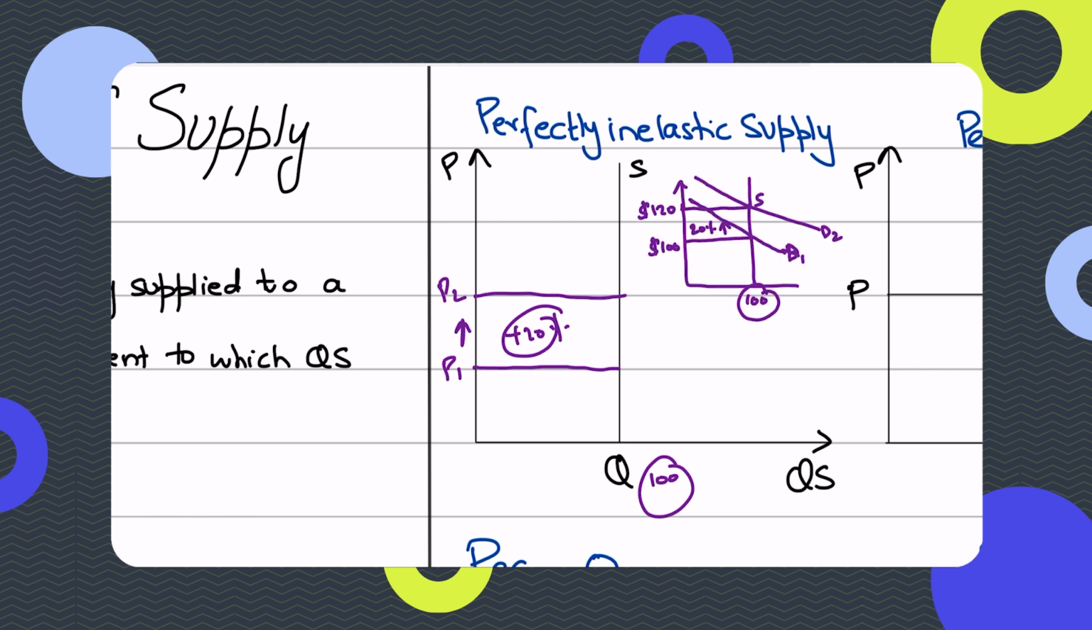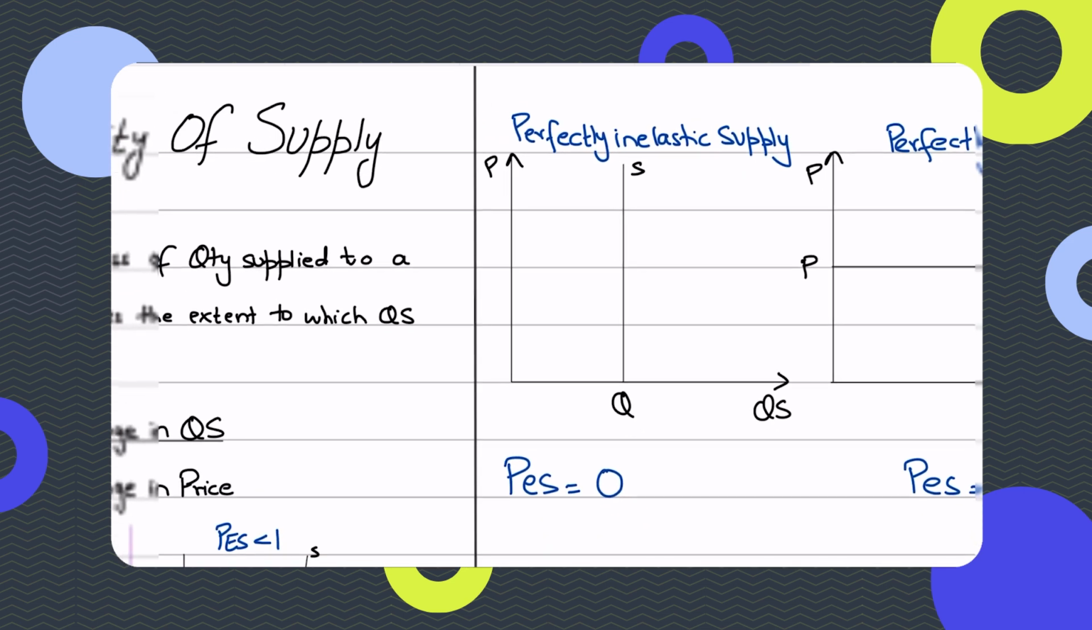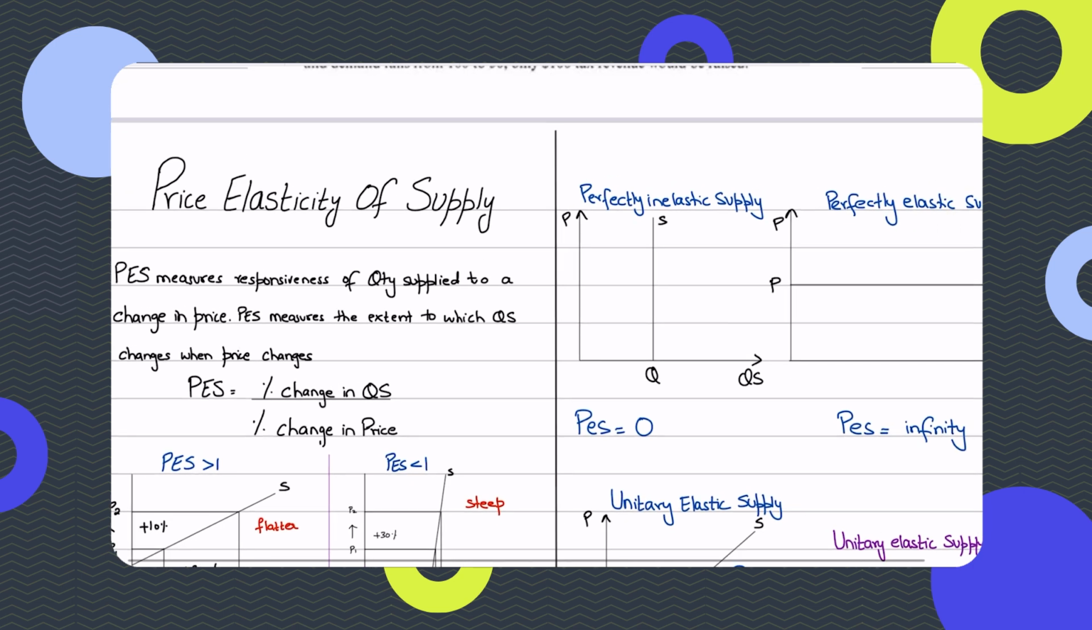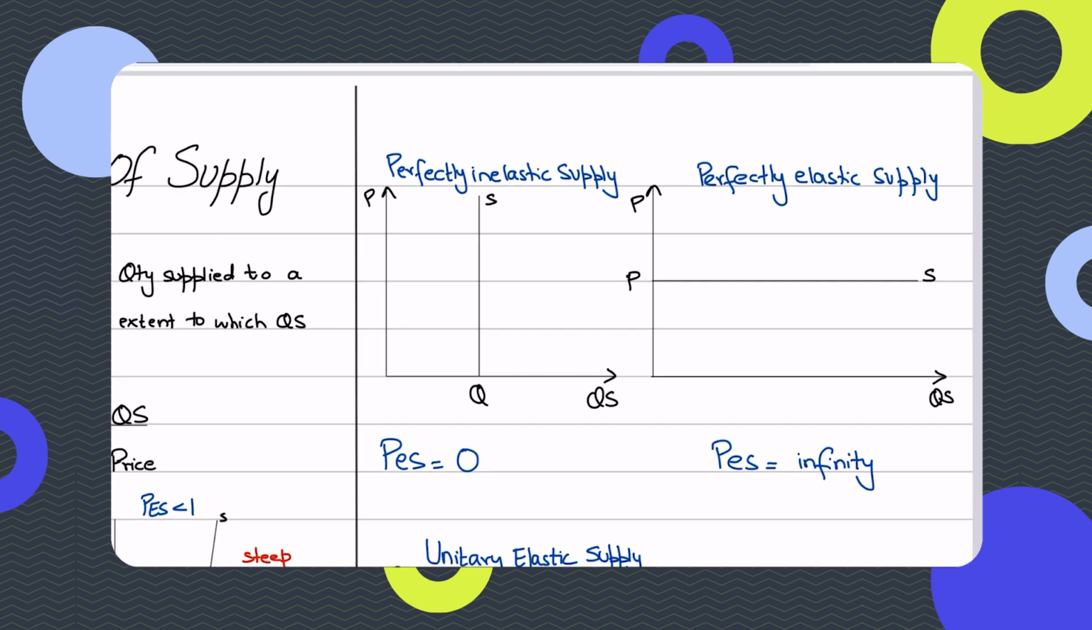By definition, perfectly inelastic supply means that quantity supplied does not change at all, even when the price goes up. In the formula, percentage change in quantity supplied divided by percentage change in price, there's zero change in quantity supplied. Quantity supplied is still the same. So the PES has to be zero.